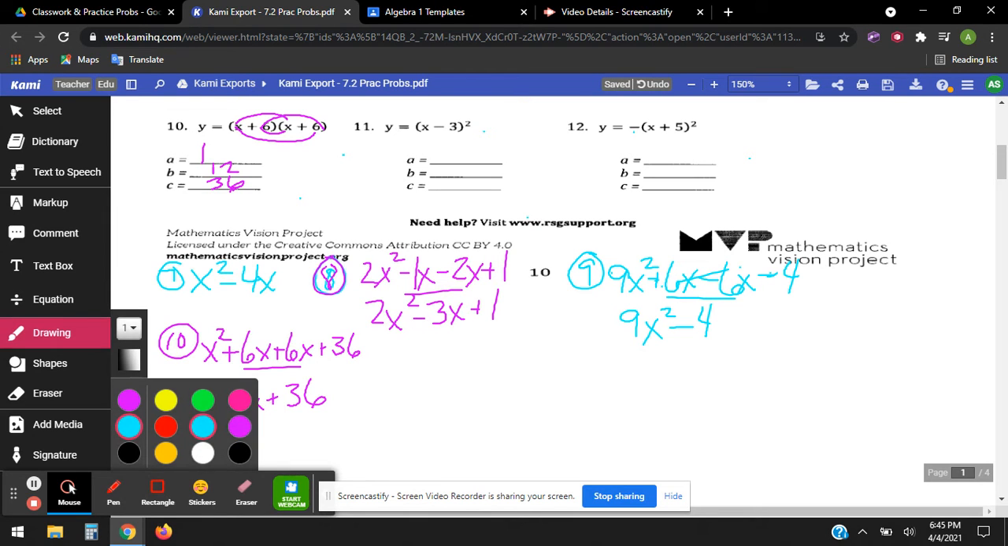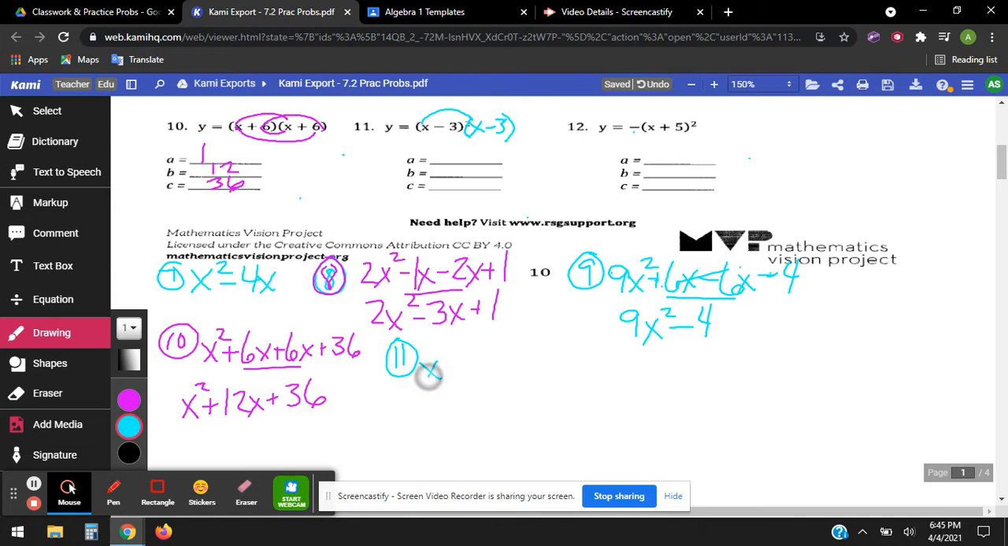11. Right here. So this time I'm actually going to just go ahead and put x minus 3 next to it. So that way I've got two of them there to be able to do my lines. So x times x squared, x times negative 3 is minus 3x. Negative 3 times x is another minus 3x. Negative 3 times negative 3 is a positive 9. Combine those guys. X squared minus 6x plus 9. A is 1. B is negative 6. C is 9.